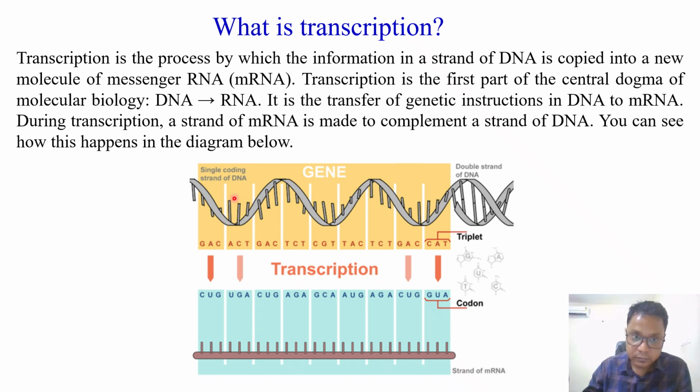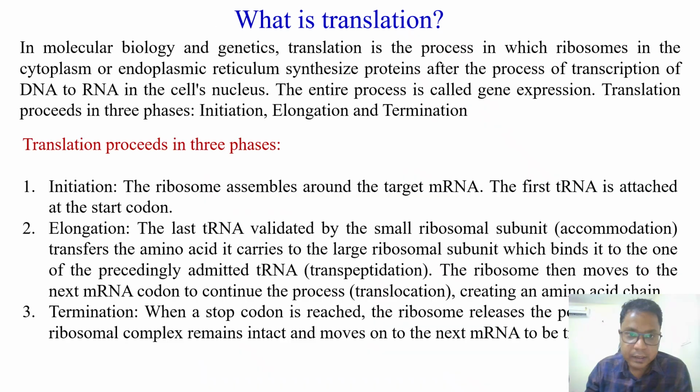You can see this is one strand of DNA with different nucleobases like adenine, cytosine, thymine. In transcription, this is the messenger RNA. We can see they are making a template with different codons. Those are called codons, three bases. Now this will correspond to a specific amino acid which can sit here and make the polypeptide chain. So what is translation? In molecular biology and genetics, translation is the process in which ribosome in the cytoplasm or endoplasmic reticulum synthesizes protein after the process of transcription.